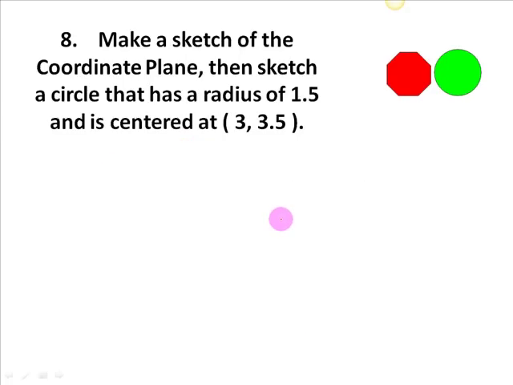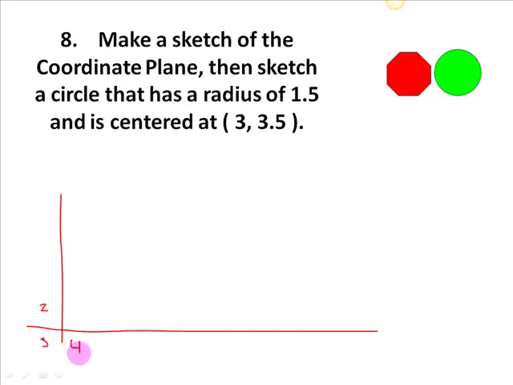All right, make a sketch of the coordinate plane, then sketch a circle that has a radius of 1.5 and is centered at the ordered pair 3, 3.5. Click on the stop sign. Okay, I look at this and I think, all right, the Cartesian coordinate plane that I need to make is all going to be in the first quadrant. I won't be using the second quadrant, third quadrant, or fourth quadrant, simply because everything is going to be taking place in the first. My ordered pair, the center, is located at 3, 3.5.